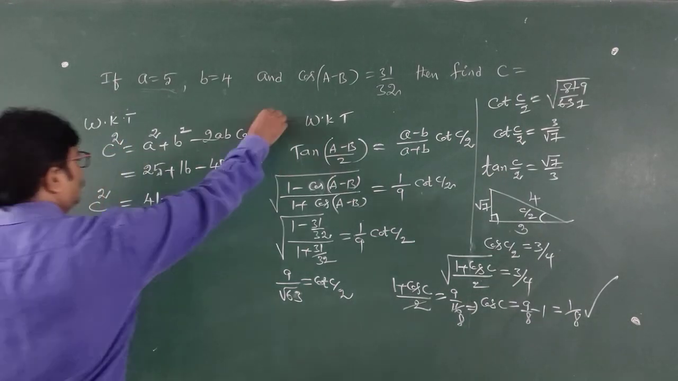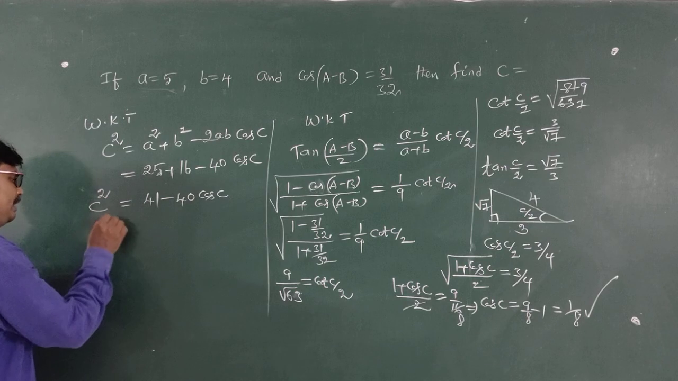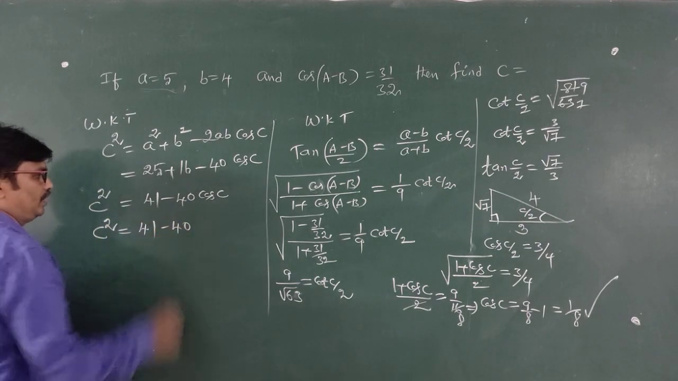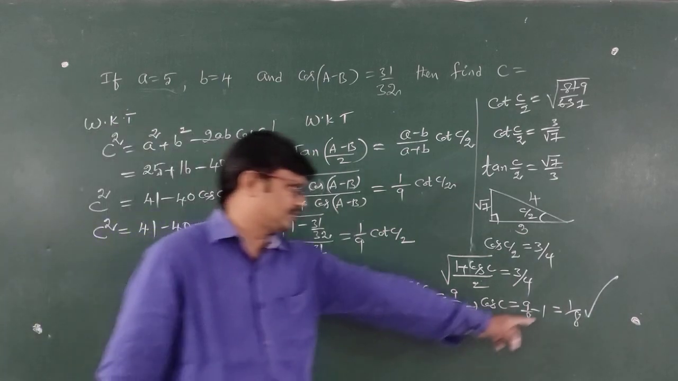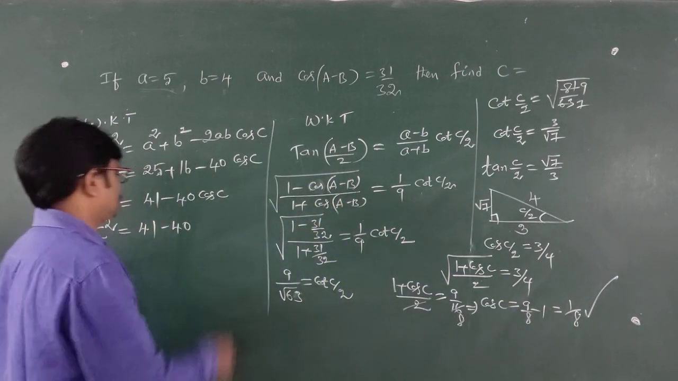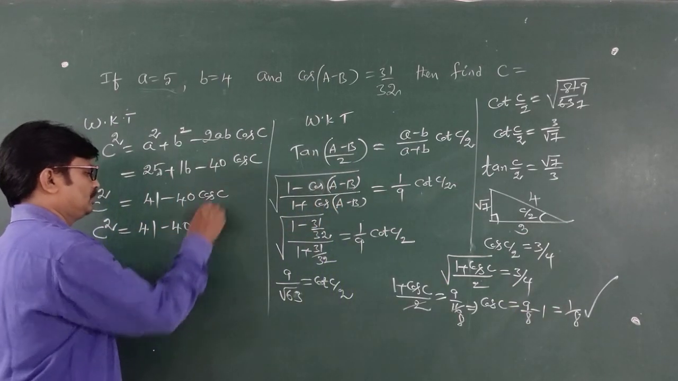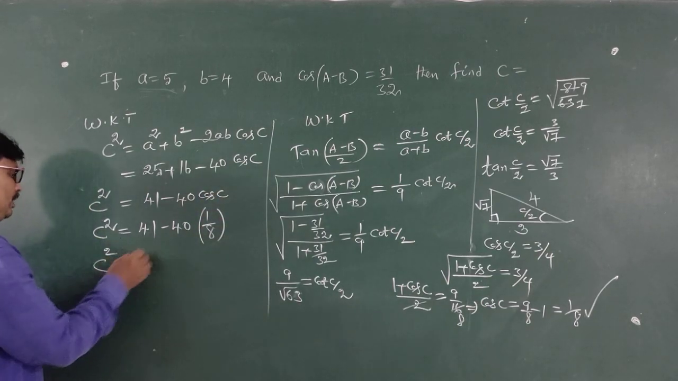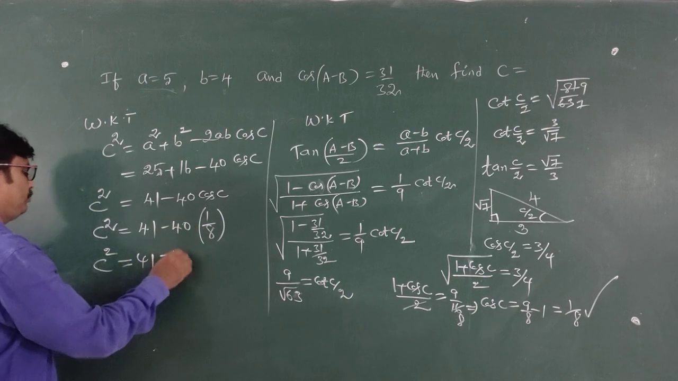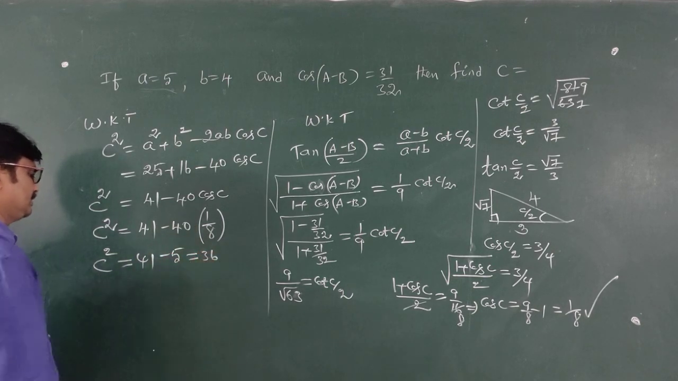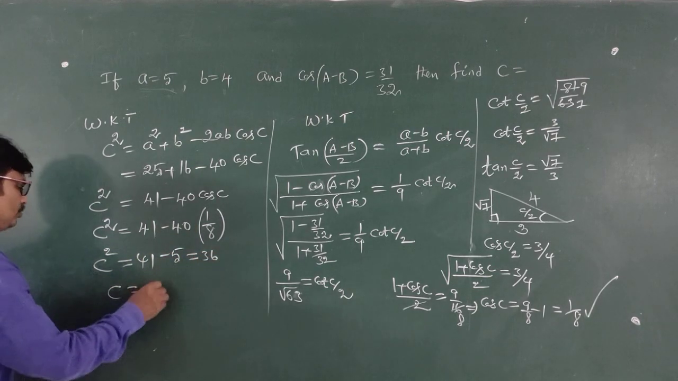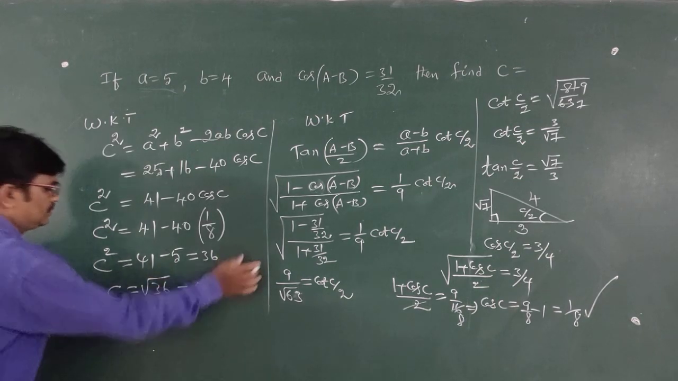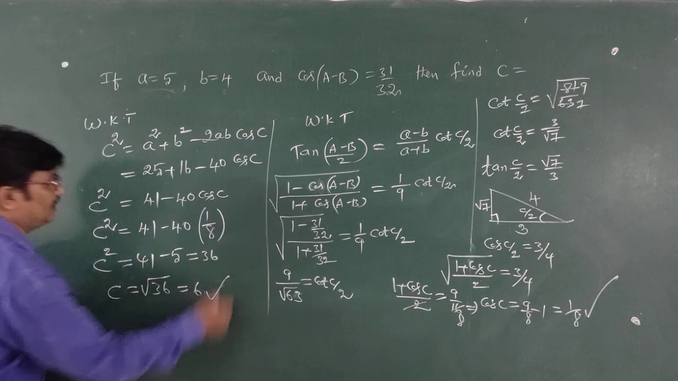Now students, we find out the value of c square is 41 minus 40 times the value of cos C, which is 1 by 8. Dear students, we have to substitute cos C as 1 by 8. So now this is 41 minus 5. This is 36. Now c is, students, under root of 36. This is the value 6. Okay, this is the value of c.